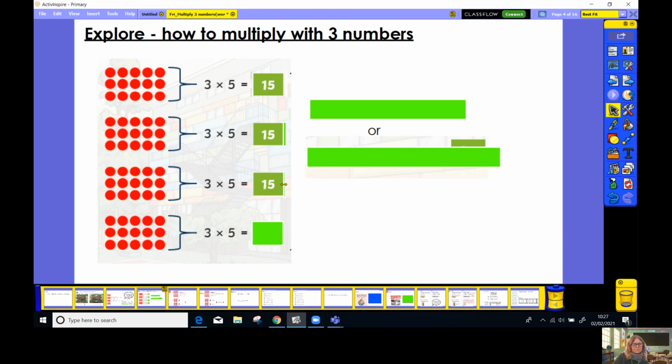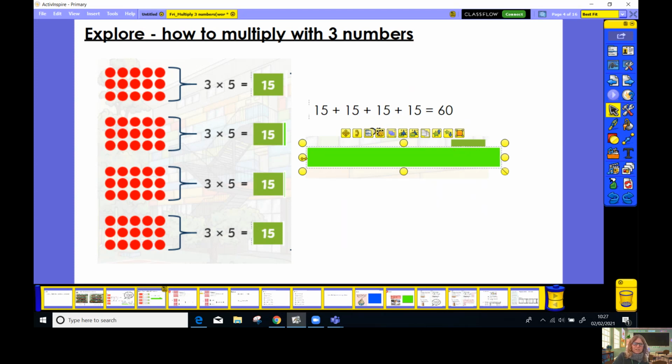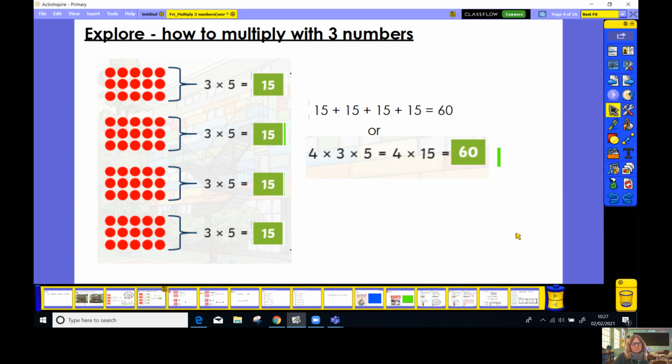Oops. And another one here. So we have got 4 groups of 15 in total, which is the same as saying 15, add 15, add 15, add 15, which we know is 60 because we just did it in our review. Another way of writing it, a more efficient way, would be 4 groups of 3 times 5 equals 4 times 15, which would be 60.